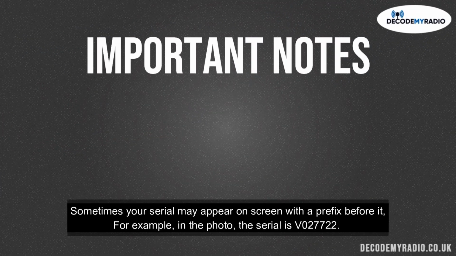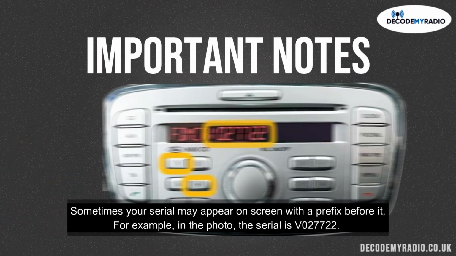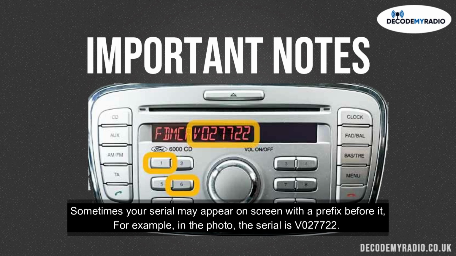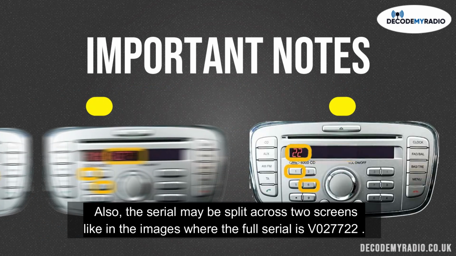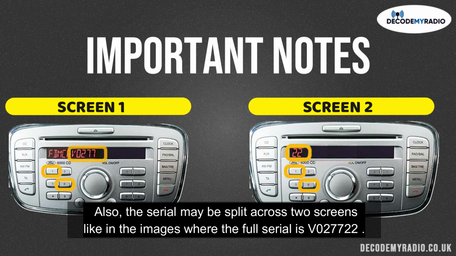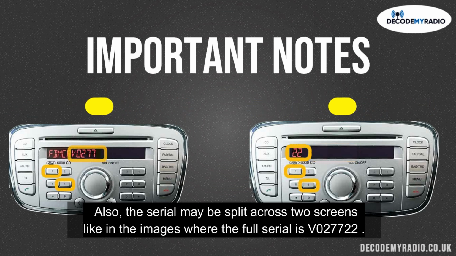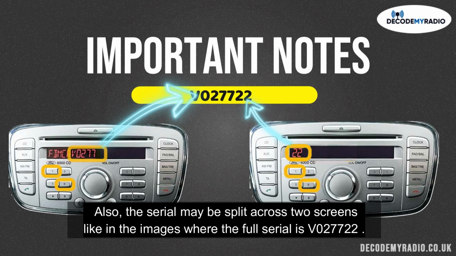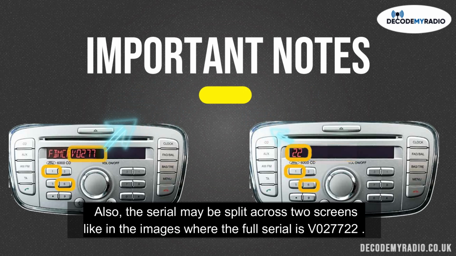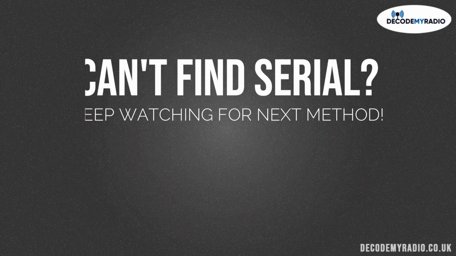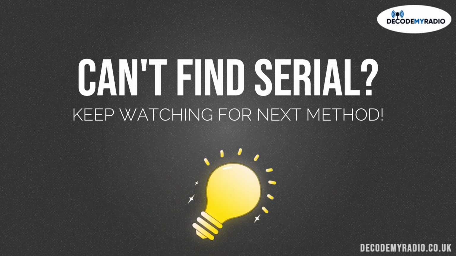Important notes. Sometimes your serial may appear on screen with a prefix before it. For example, in the photo, the serial is V027722. Also, the serial may be split across 2 screens, like in the images below, where the full serial is V027722. If you can't find the serial, no worries. There are other retrieval methods.